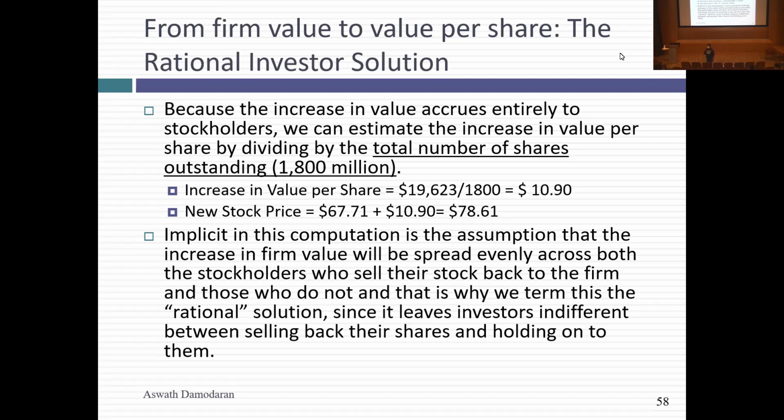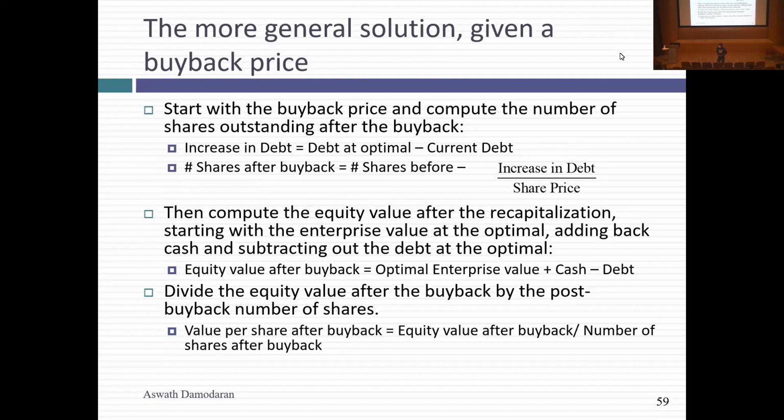So I'm going to give you the more general way of thinking of what happens to the remaining shareholders depending on what you pay as the buyback price. Take the increase in debt, in this case, the $39 billion. Tell me the price at which you're going to buy your shares back. Let's say it's $75. I'm going to compute how many shares you buy back. I'm going to net those shares out from the 1,800 million shares, because after the buyback, that's what's going to be outstanding.